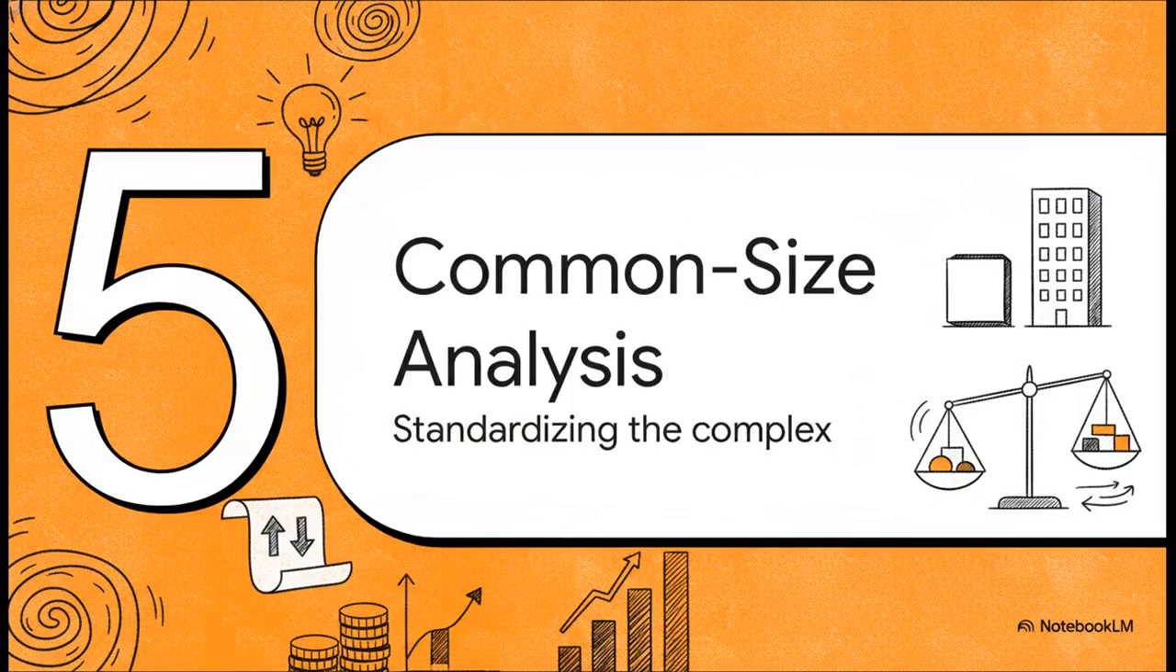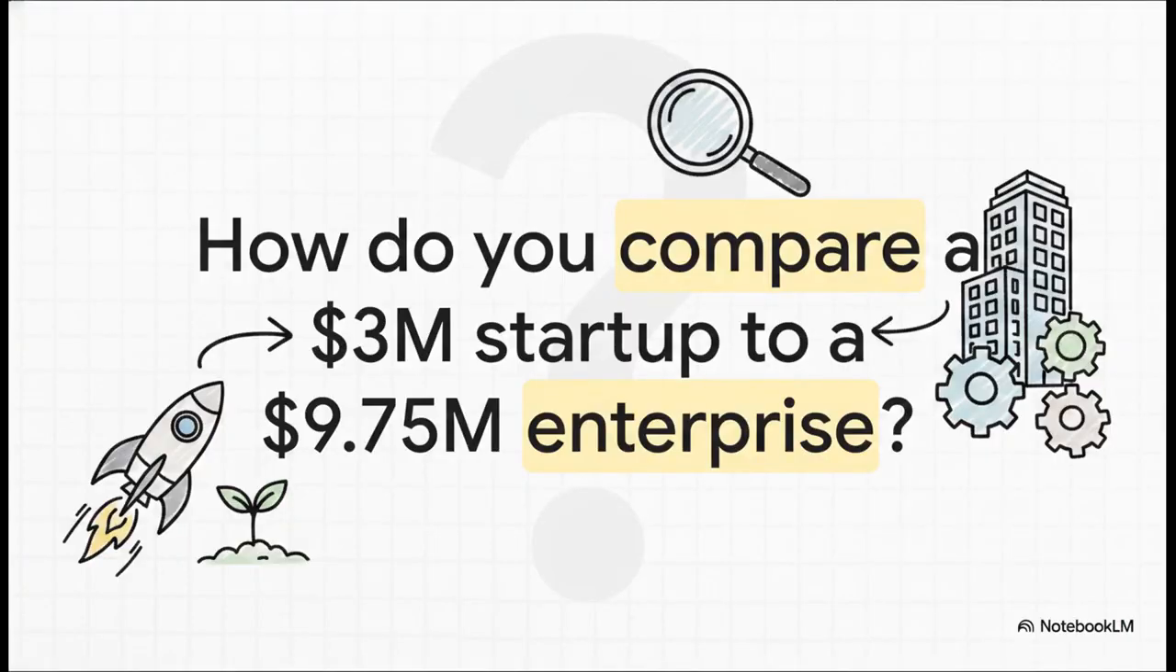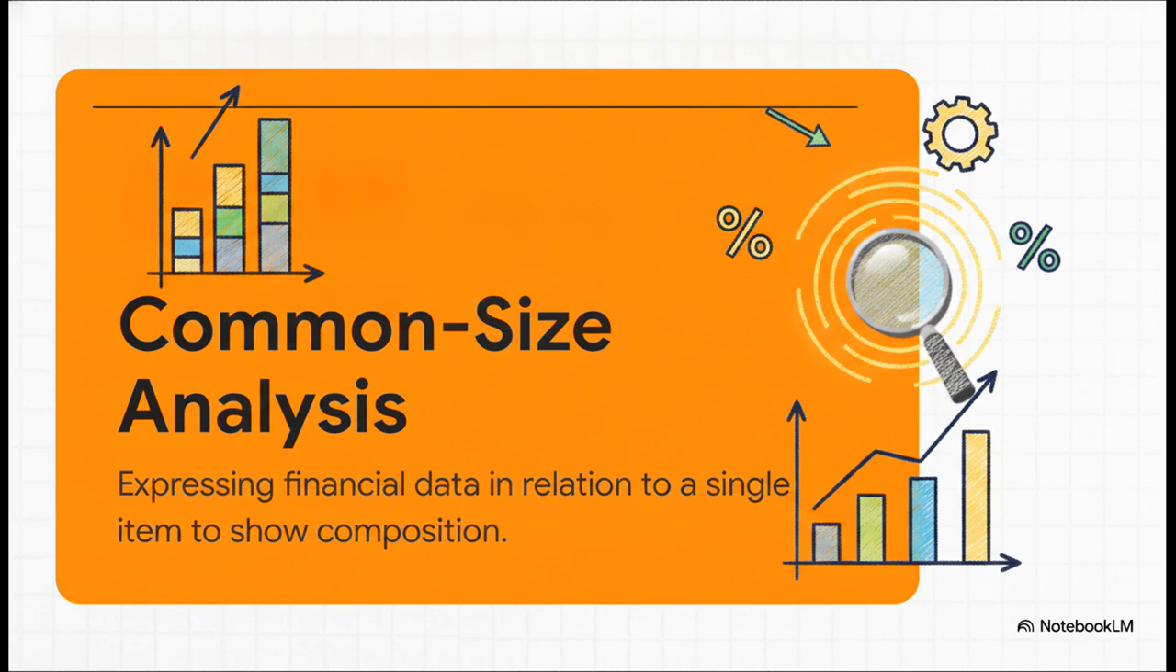Section 5. Common Size Balance Sheet Analysis, Standardizing the Complex. So how do we evaluate things like liquidity or solvency across the board? If raw dollar figures obscure the underlying structural reality of a business, what kind of analytical glasses do we need to put on to really see the big picture? I mean, how can you meaningfully compare a highly leveraged $9.75 million enterprise to a scrappy, nimble $3 million startup? The answer is common size analysis. This is literally our ultimate decoder ring.